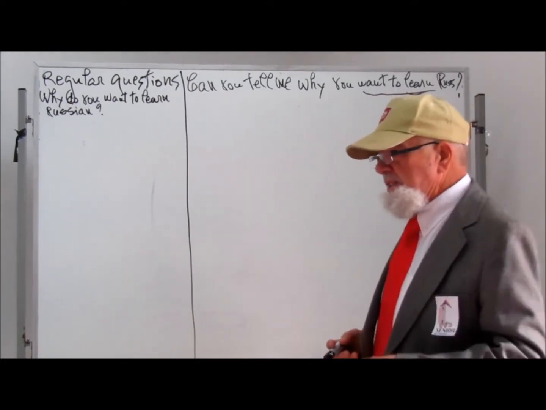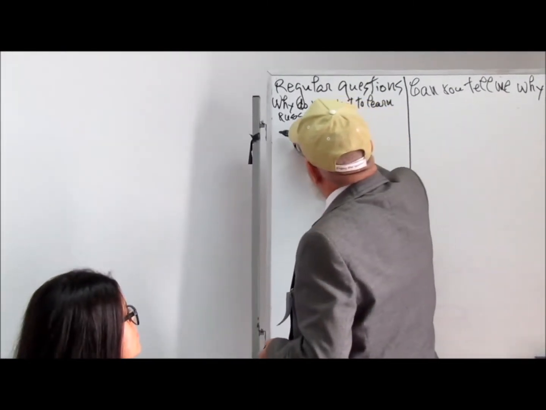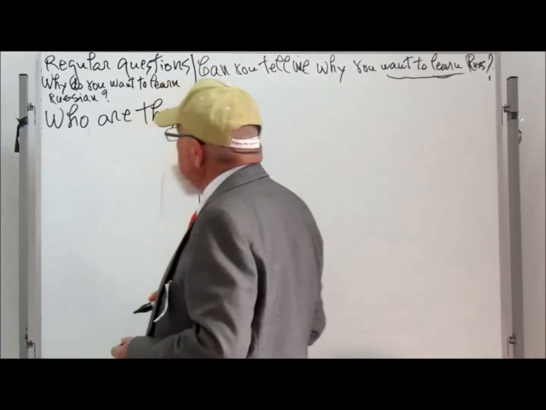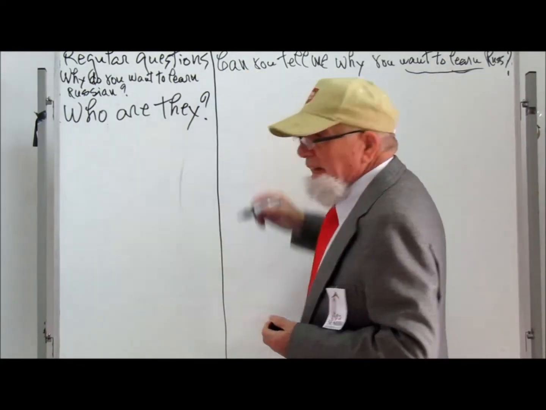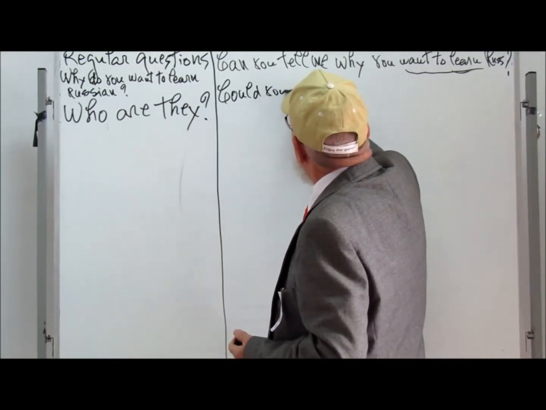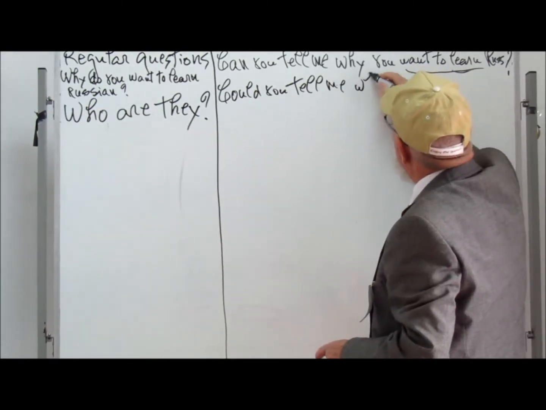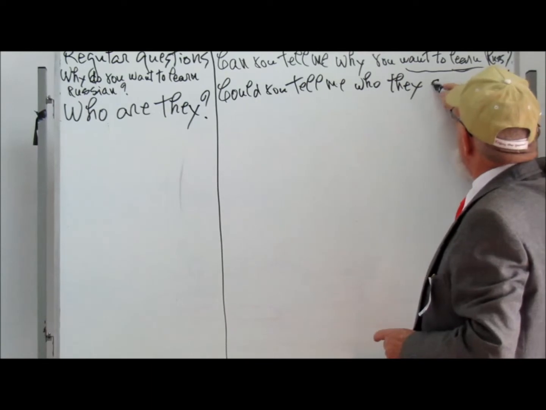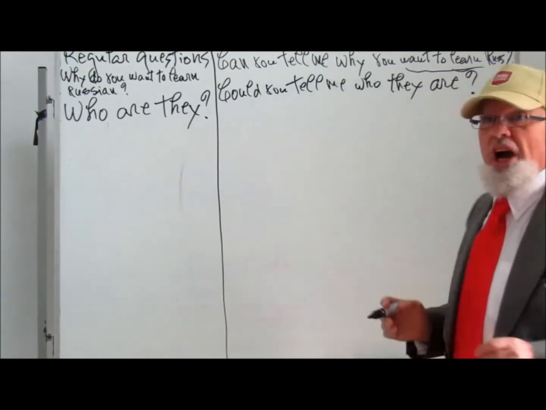This time, see this question, please. Who are they? That's okay. Well done, Cindy. Who are they? An embedded question. Another way, not can, could. It's more polite. Could you tell me who they are? Pay attention, the verb goes to the end of the question. Not, could you tell me who are they? No. Could you tell me who they are?